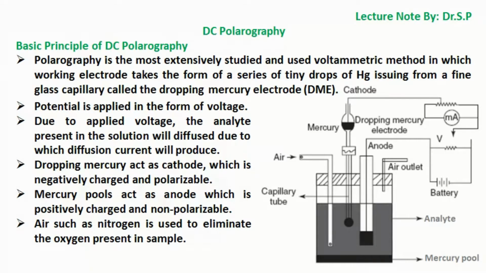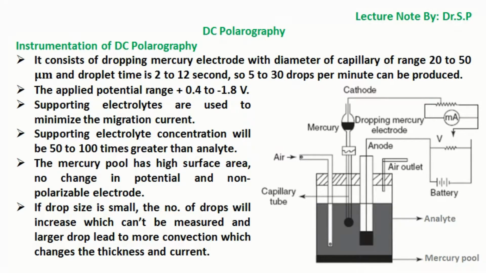In this polarography, potential is applied in the form of voltage. And due to the applied voltage, the analyte present in the solution will diffuse, due to which diffusion current will be produced. The dropping mercury acts as the cathode, which is negatively charged and polarizable. And the mercury pool acts as the anode, which is positively charged and non-polarizable. Gas such as nitrogen is used to eliminate the oxygen present in the sample.